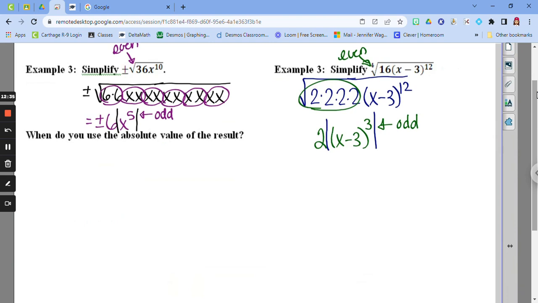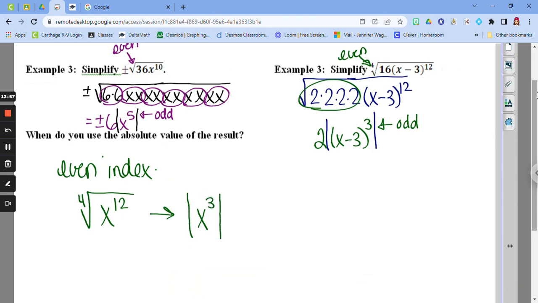Okay, so when do we use it? Even index. So, for example, the 4th root of x to the 12th. And that becomes x to the 3rd. That is the only time you use it. And just keep in mind, you need to, because you cannot take the 4th root, square root, any of that of a negative number. So even index, odd exponent, needs the absolute value. Nothing else.